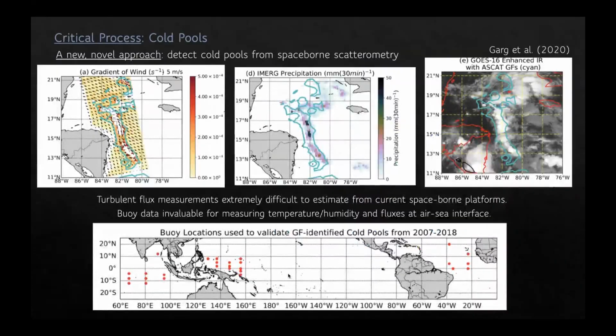So critical are cold pools. This is another really novel technique and new approach that I wanted to highlight because I think the availability of satellite observations now is something that we didn't necessarily have in previous field campaigns that we can now couple to atmospheric observing systems on the ground. For instance, turbulent flux measurements that we cannot observe from space. So buoy data is invaluable for that.